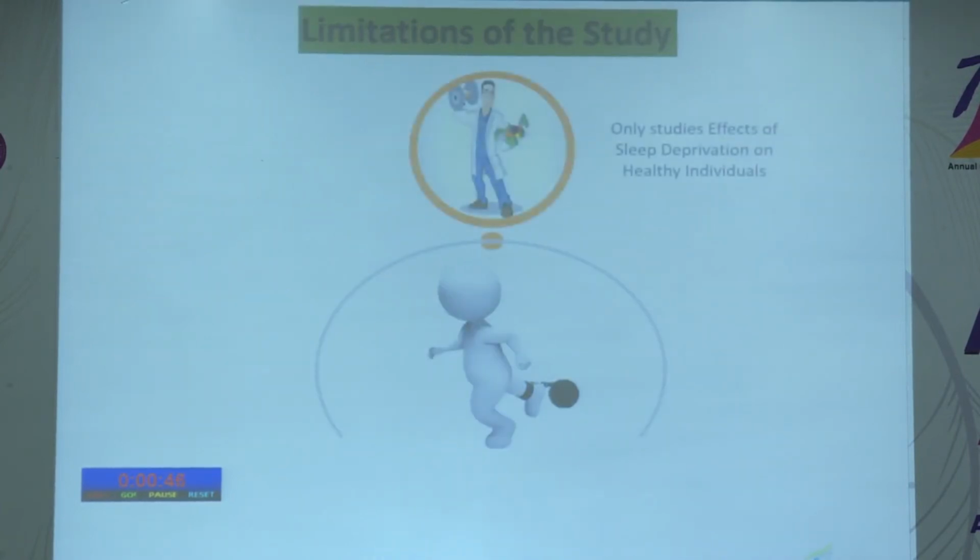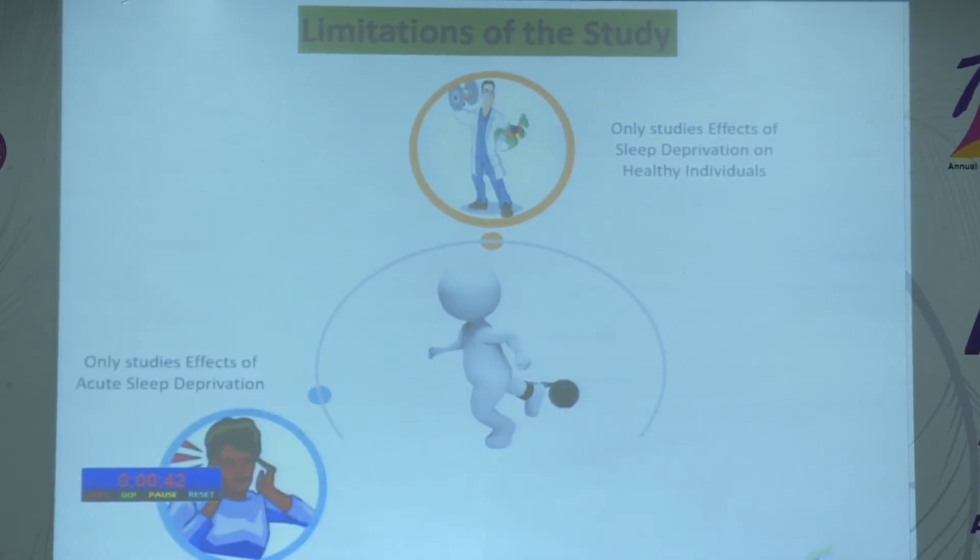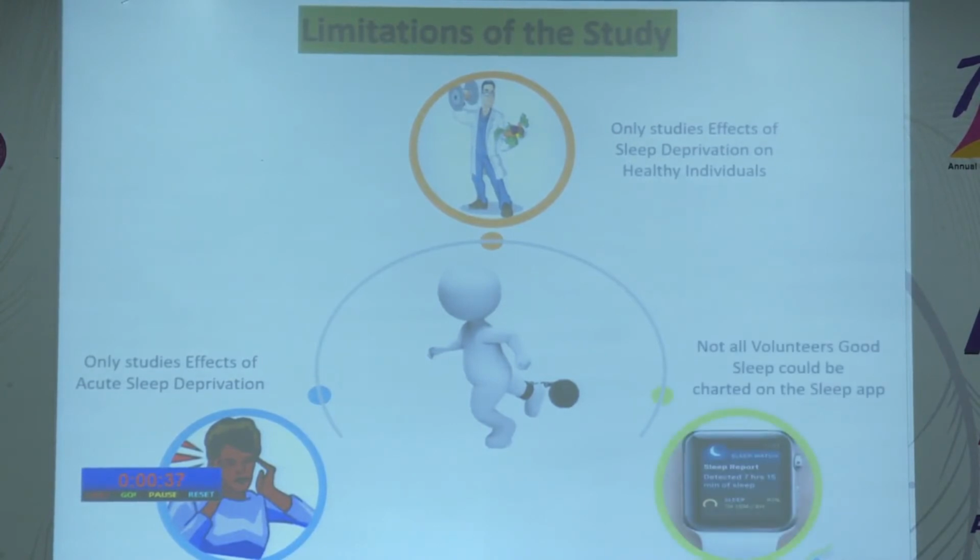What were the limitations of our study? The study was only performed on healthy individuals, and only acute sleep deprivation was considered. And the volunteers got good sleep when they were at home for 3 days, but not all of them had a watch, so the sleep could not be charted.